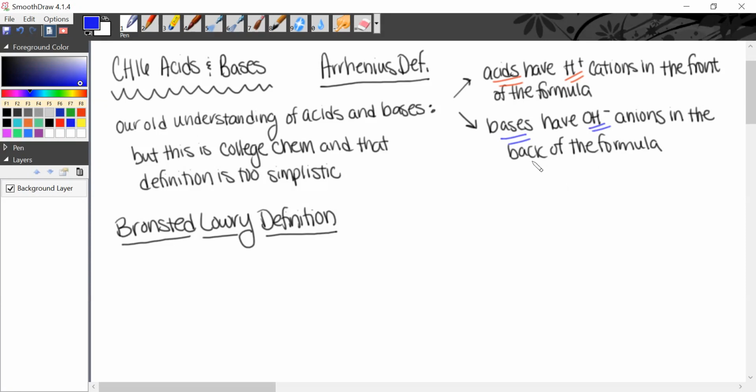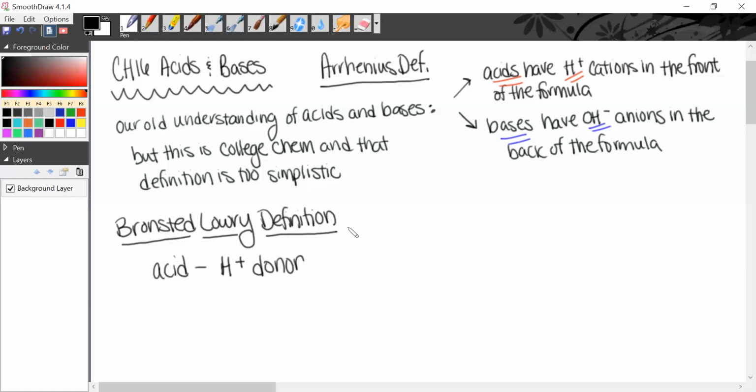Okay, but like I was saying, this definition is not good enough. It's just not comprehensive enough. We need a new definition. And this new definition is called the Bronsted-Lowry definition of acids and bases. And we'll start off with what a Bronsted-Lowry acid is. Okay, a Bronsted-Lowry acid is an H plus donor. So yes, it's got some H plus in its formula, not necessarily at the front of the formula anymore, but it has some H plus in it and it gives it away.